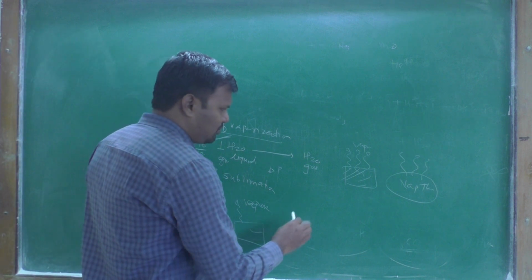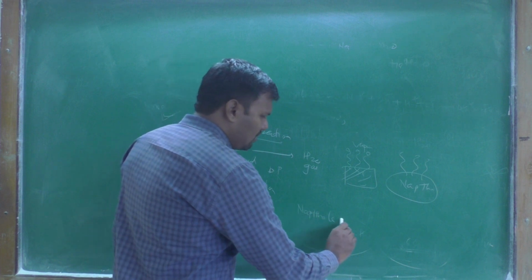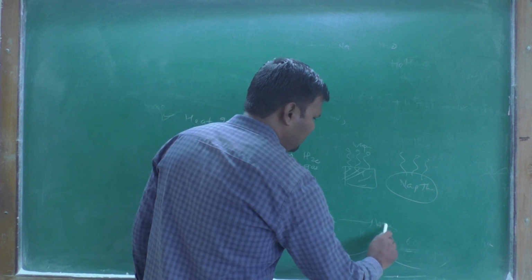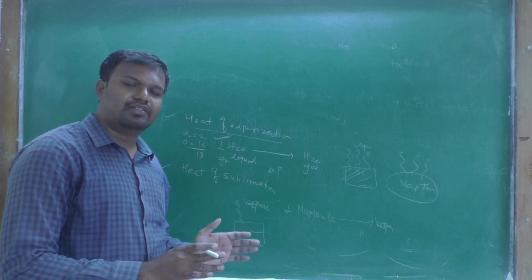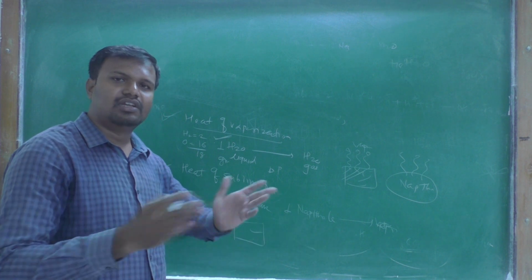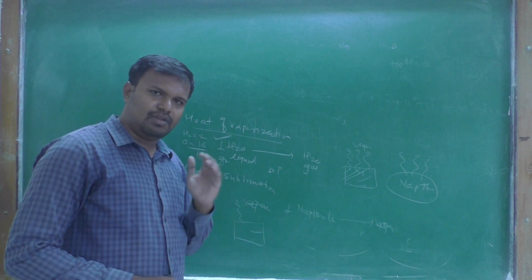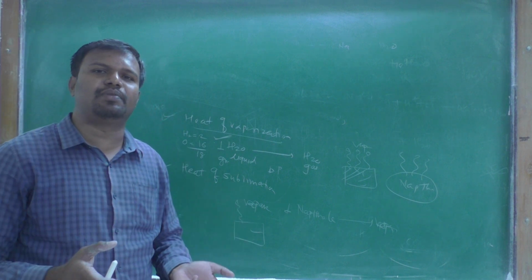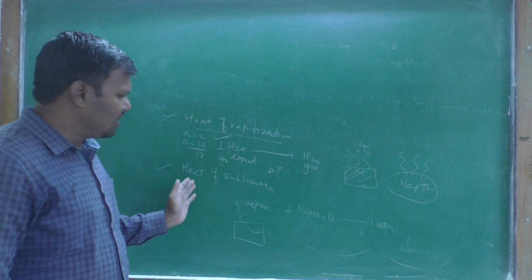Therefore, if you have naphthalene, 1 mole of naphthalene will be converted directly into vapor phase. But you have to maintain the temperature less than its melting point, because when you give the temperature at its melting point, it will melt. Sublimation is a process in which a solid is directly converted into vapor phase and the temperature given is less than its melting point. That is the heat of sublimation.